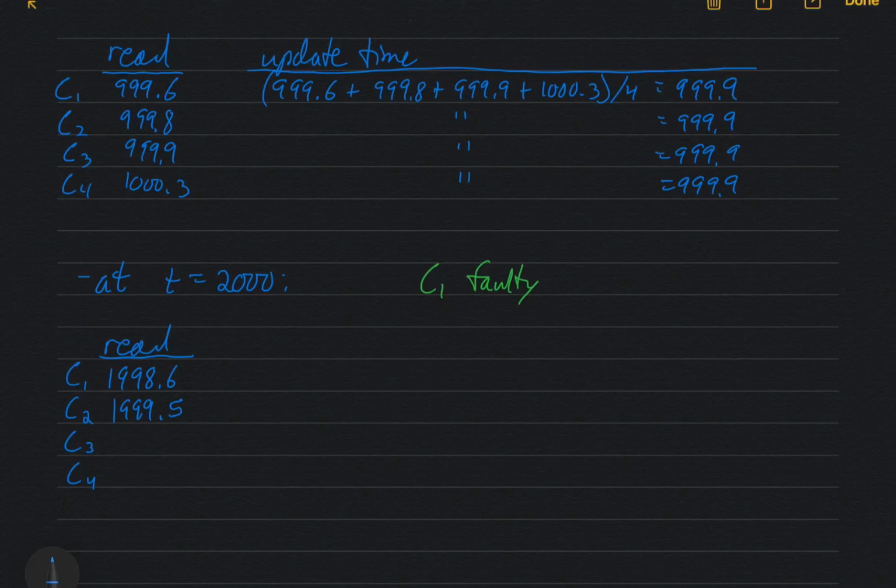1999.5. So clock 1 and clock 2, they are within epsilon of each other. Clock 3 reads 2000 exactly. It's within epsilon of C2, but not of C1. So C1 and C3 are disagreeing, and C4 is 2000.2. So it's in agreement, it's within epsilon of C2 and C3, but not C1. And so now each of them is actually going to end up doing a different calculation to update their time.